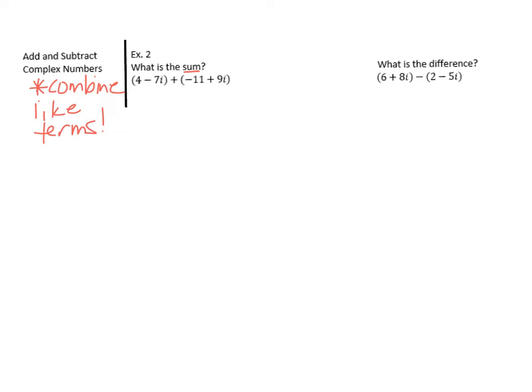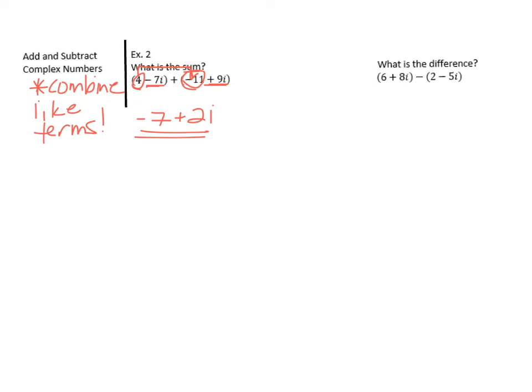4 minus 7i plus -11 plus 9i. Each term has an a and a bi. Take the a's and combine them. 4 minus 11 is -7. Take the bi's, -7i plus 9i, and combine like terms. That gives you plus 2i. And notice that's written in standard form for a complex number.